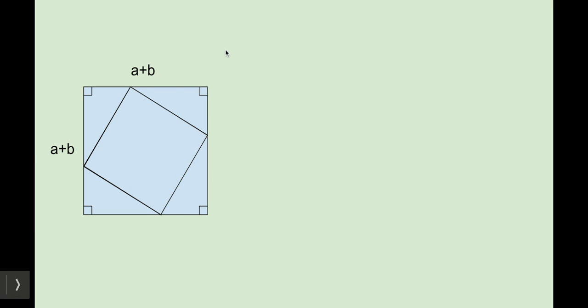Let's ditch the colors and find the area of this big square by just using these sides. Remember, each one of these sides was A and B. So if it's A and B, the whole length is A plus B. It's a square, so both sides are A plus B.